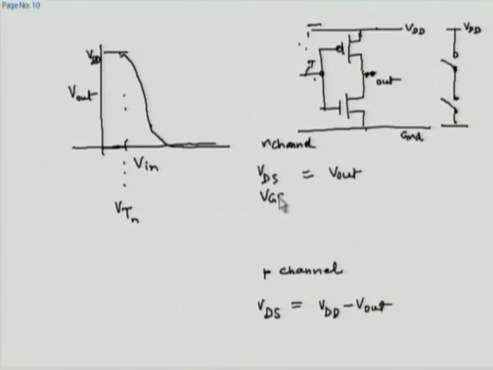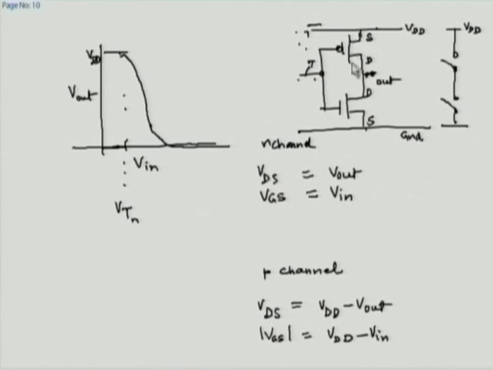Similarly, VGS, the gate source voltage, remember this is the source. So, VGS is nothing but V in for the N channel transistor. Whereas for P channel, the VGS is measured from the source terminal, which is VDD. Therefore, the mod value of VGS, remember it is negative, is equal to VDD minus V in. So, the N channel VDS and VGS are V out and V in respectively, the P channel VDS and VGS are VDD minus V out and VDD minus V in.